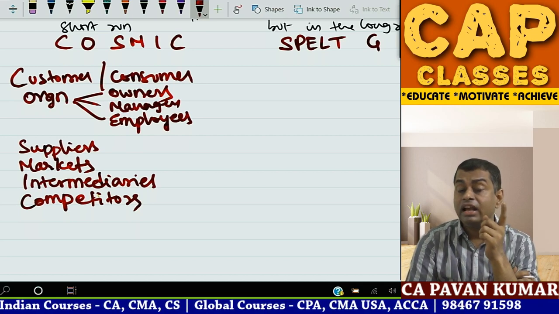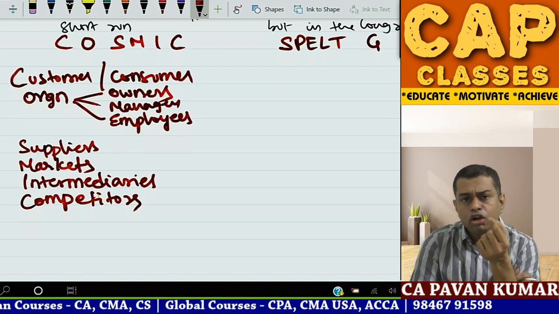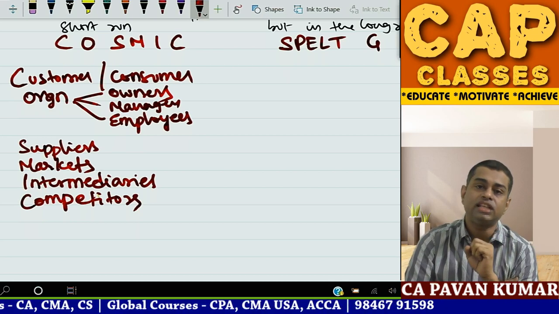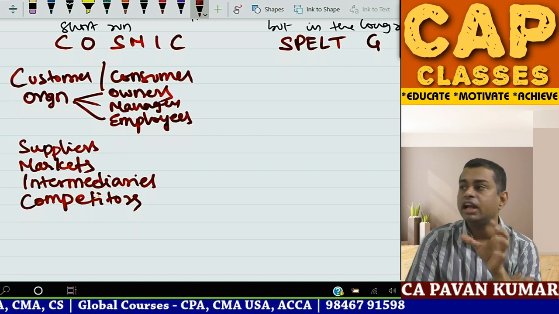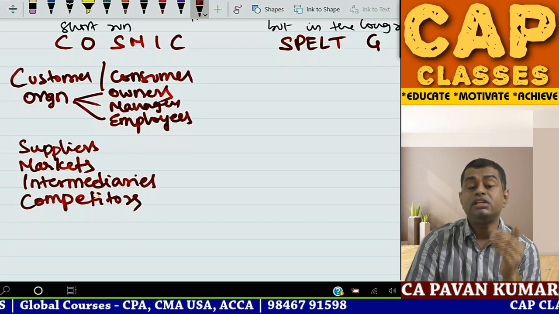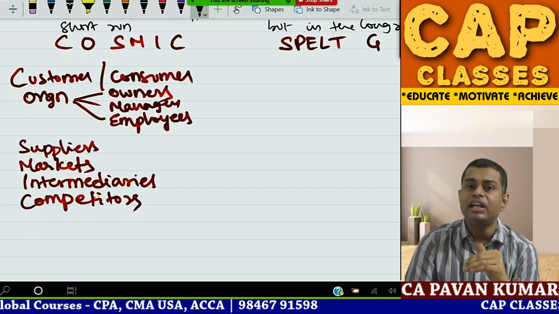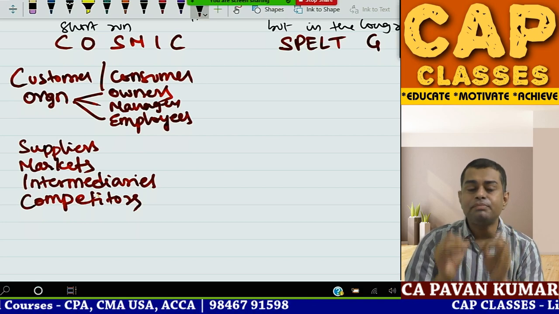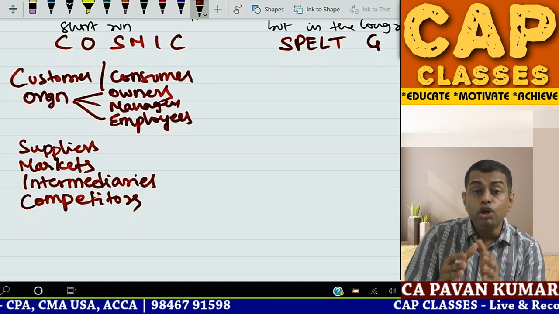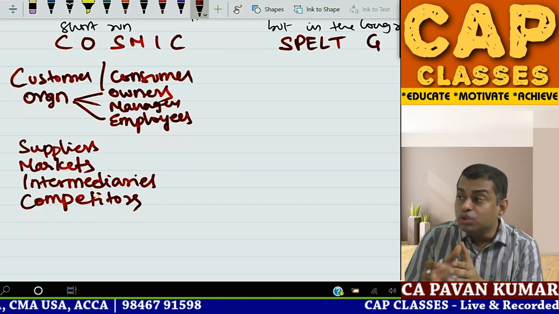Now, they can ask you one MCQ or a 2 marks question: whether customers and consumers are same. Comment, true or false. You have to write, customers and consumers, though they fall in the same category, are not same. A customer is a person who purchases the product. A consumer is a person who utilizes or uses the product.